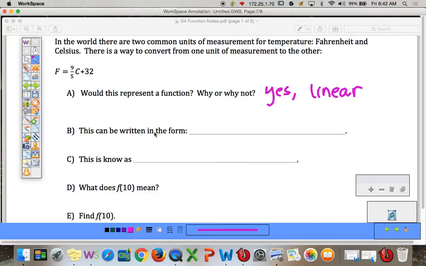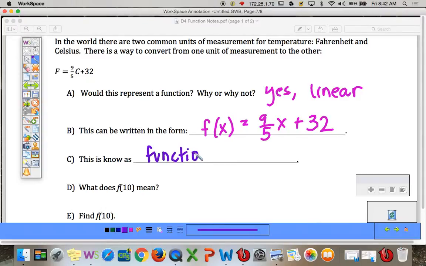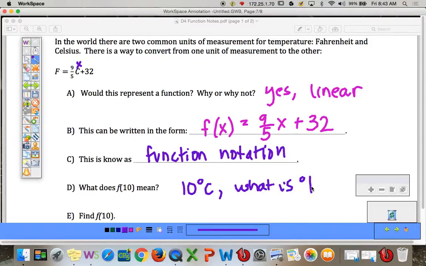This can be written, so if it's a function, it can be written in the form f of x equals 9/5, and we'll put x here, plus 32. We know this as function notation. So when I say f of 10, what does that mean? It means 10 is x, which is the Celsius here. It means when it's 10 degrees Celsius, what is degrees Fahrenheit? So let's plug in and find f of 10.